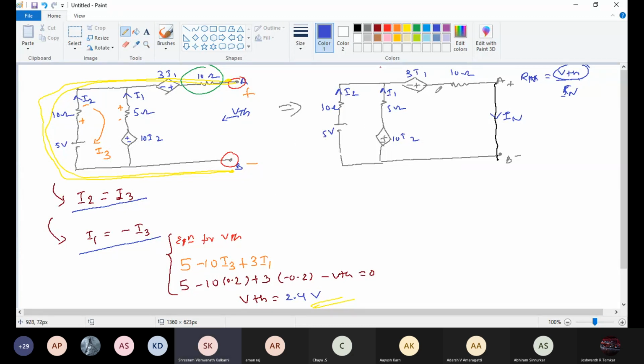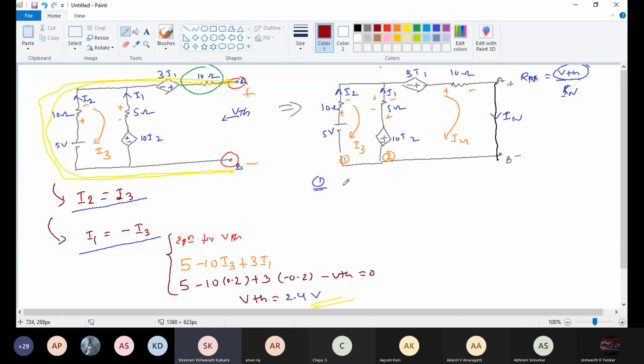Okay, now how many loops are there now? In the first circuit, one loop. Here in the second circuit, two loops. This one I already marked as I3. The next one I am going to mark as I4. Plus minus, plus minus. Now apply KVL for loop 1 and loop 2. For loop 1, apply KVL.